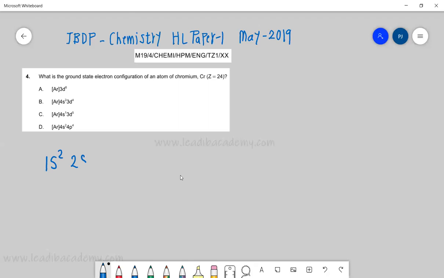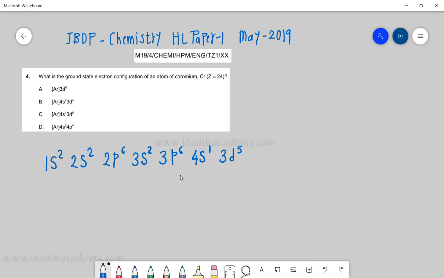1s2, 2s2, 2p6, 3s2, 3p6. How many electrons have we put so far? 4, 10, 12, and 18. And now 6 are pending. Now you need to be careful. That configuration will be 4s1, and here the d orbitals get introduced.